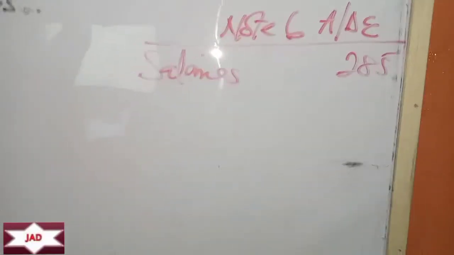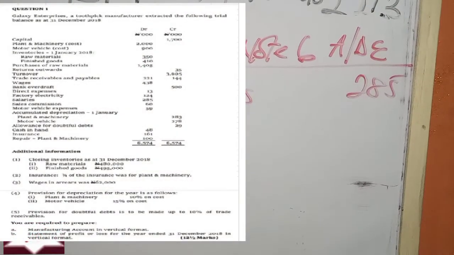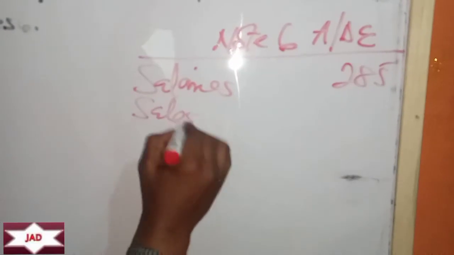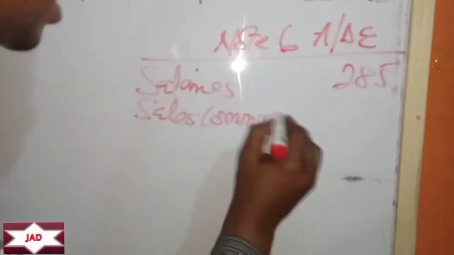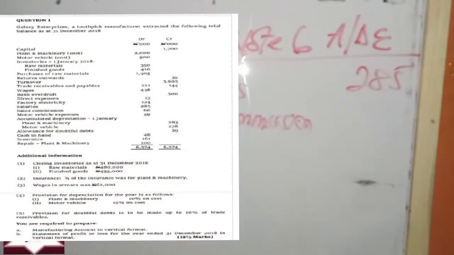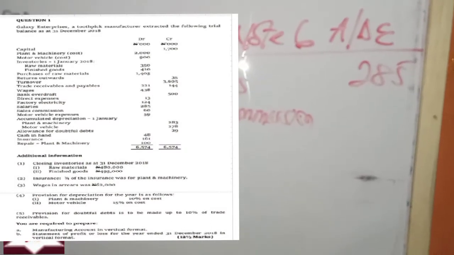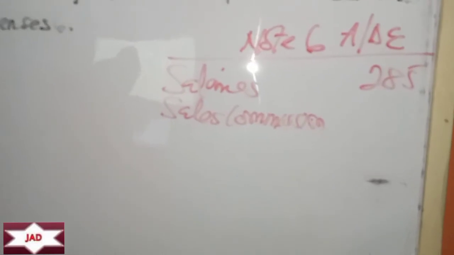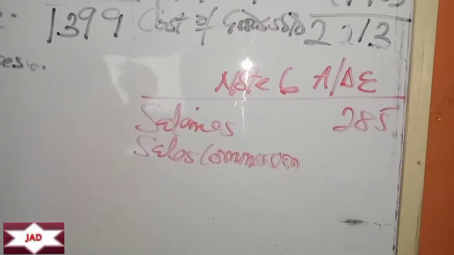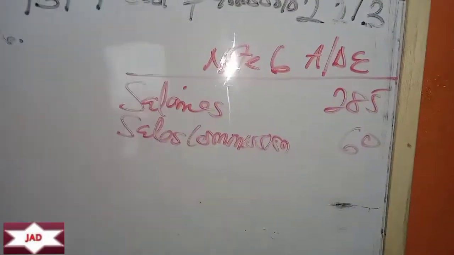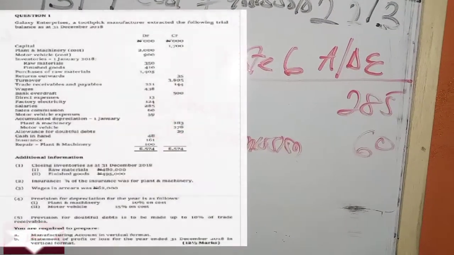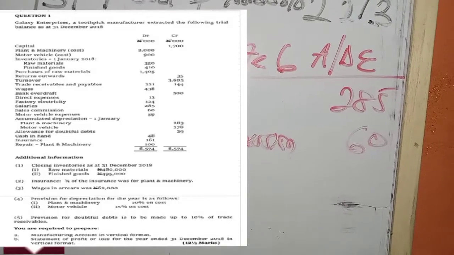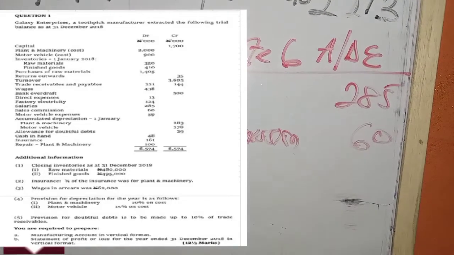Okay, the next one there is sales commission. So check, is there any additional information? There's sales commission there, I can see 60. No additional information. Sales commission there, 60. The next one, motor vehicle expense. I can see there 59. Any additional information? No additional information.